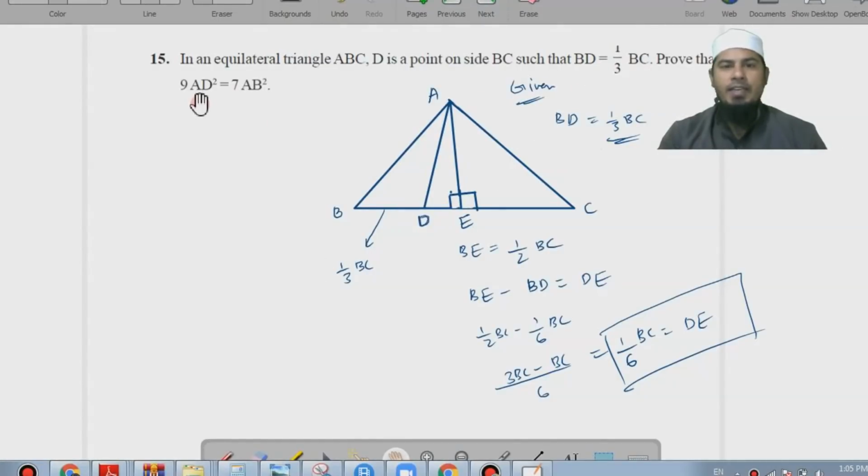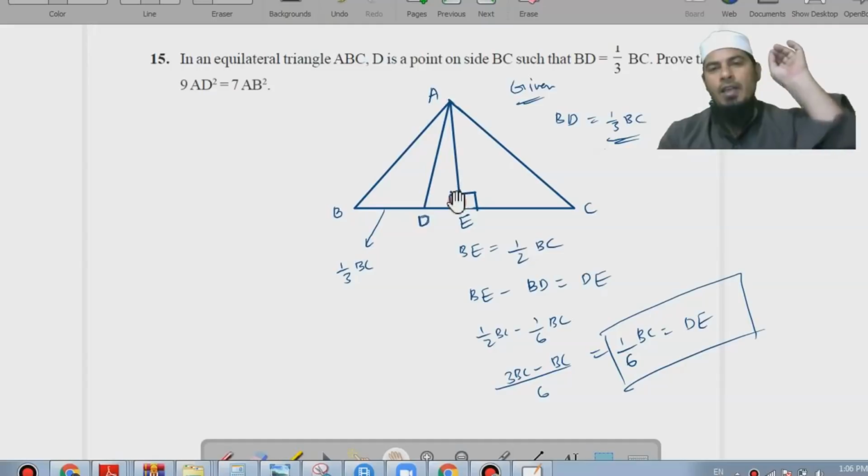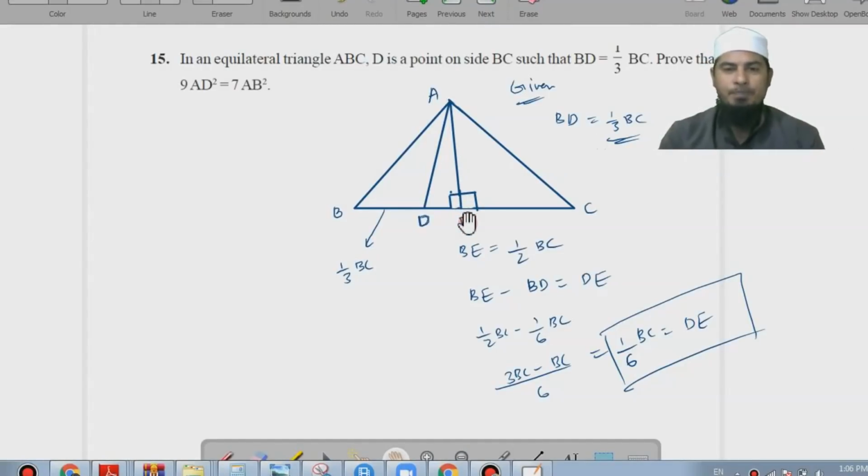Prove that 9 AD square is equal to 7 AB square. When we are having AD like this, we cannot apply any Pythagoras theorem and get the answer. So construction: draw AE, the median, the altitude. In any equilateral triangle, median, altitude, angle bisector, everything is the same line. So AE is here, altitude as well as the median.